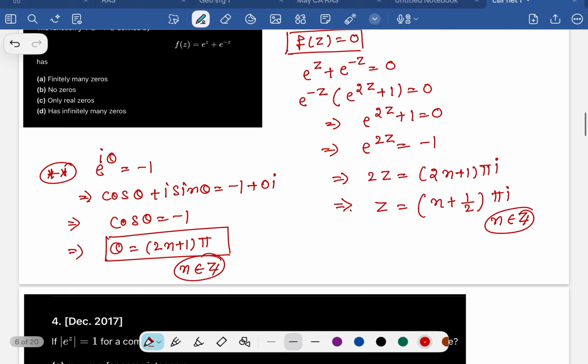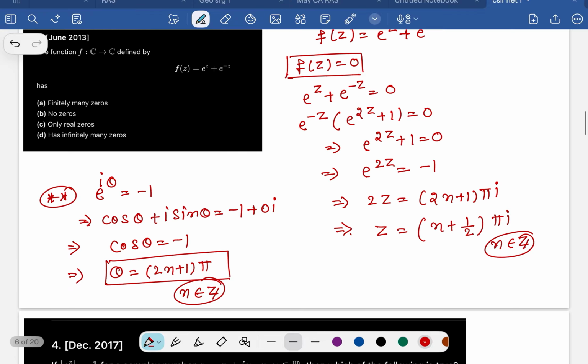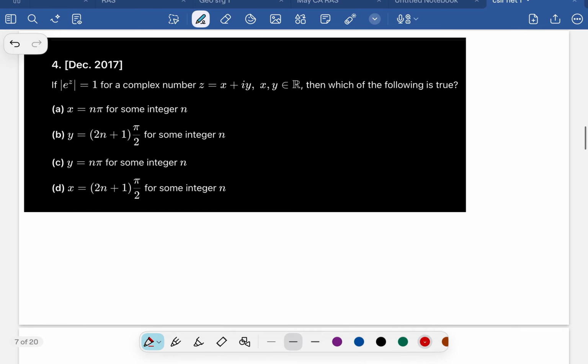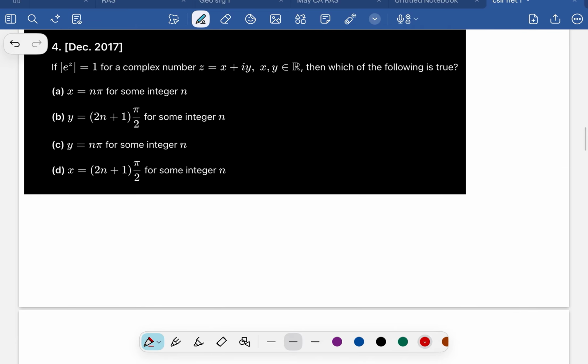This means as you keep putting n, you will keep getting values of z. So there are infinitely many values of z. So the given function has infinitely many zeros. So D is the right answer here. All good. Next question. This is from December 2017.